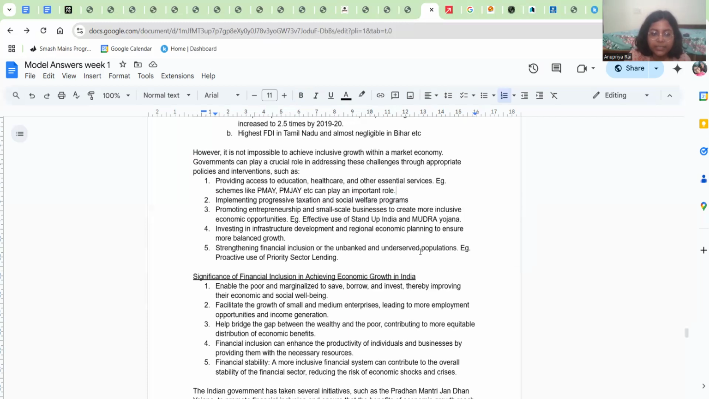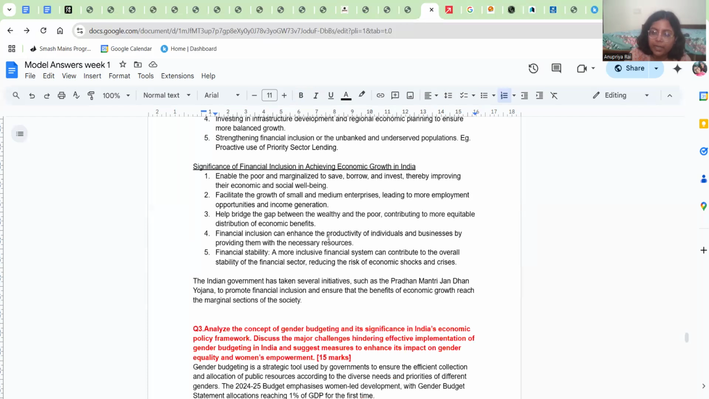And then it is about promoting capital expenditure, promoting infrastructure. Use the data, use the budget figure to enhance your answer. Okay, that is very much needed. And then the second part of the question is significance of financial inclusion in achieving economic growth. So this is something that you'll have to write.